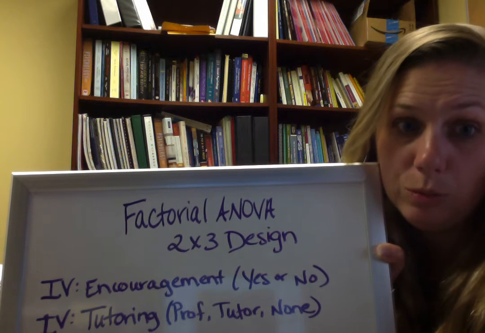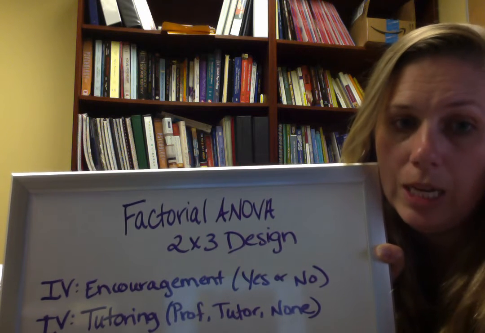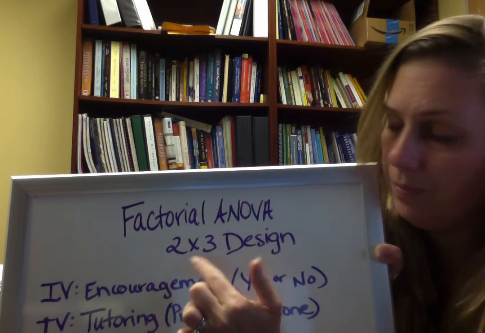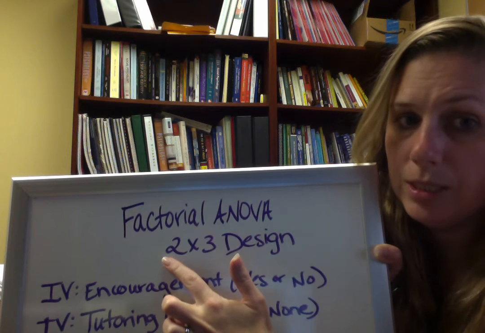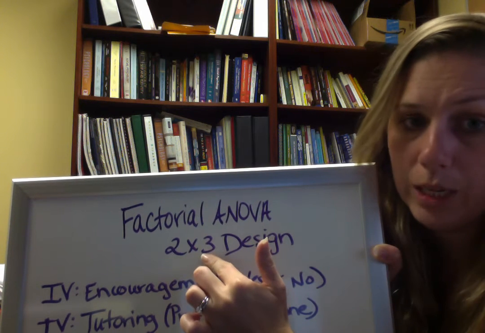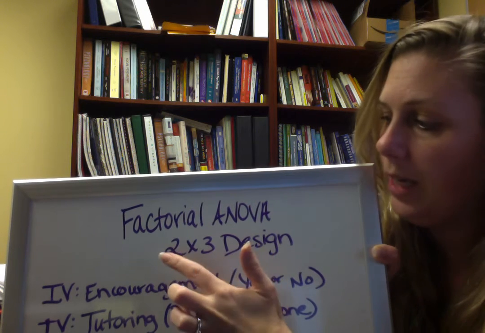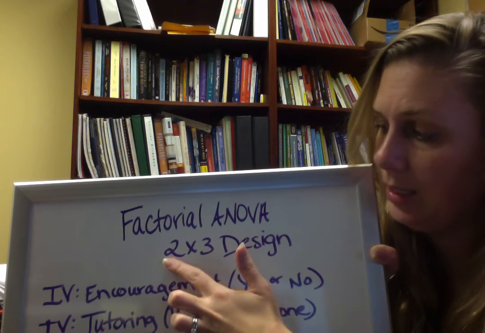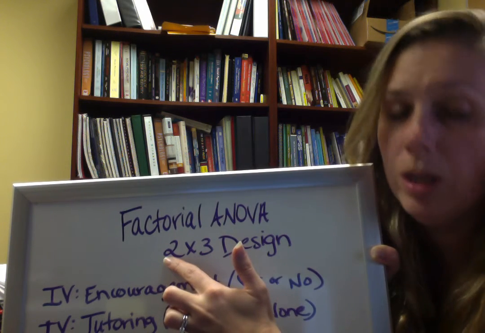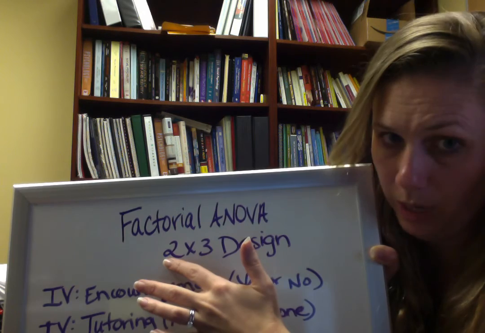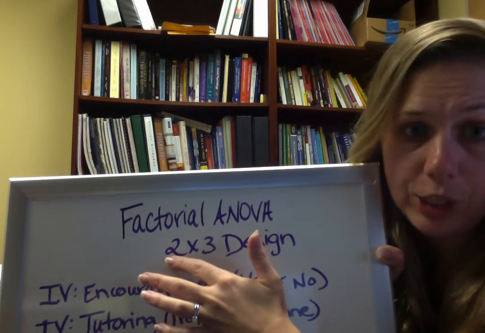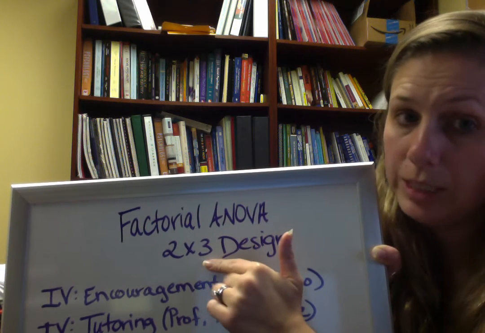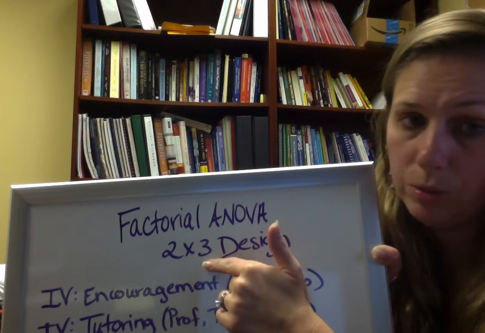Okay, you have two independent variables. Each number represents an independent variable. So this 2 here represents an independent variable, and the 3 represents an independent variable. Now, why is this number a 2? Well, the reason is that this particular independent variable has 2 levels. Okay, 2 levels, 2 conditions, however you want to think about it. This particular independent variable has 3 levels. Okay, so three groups.